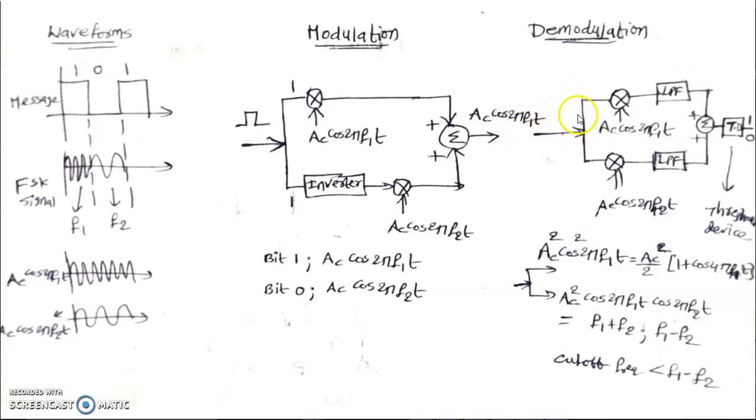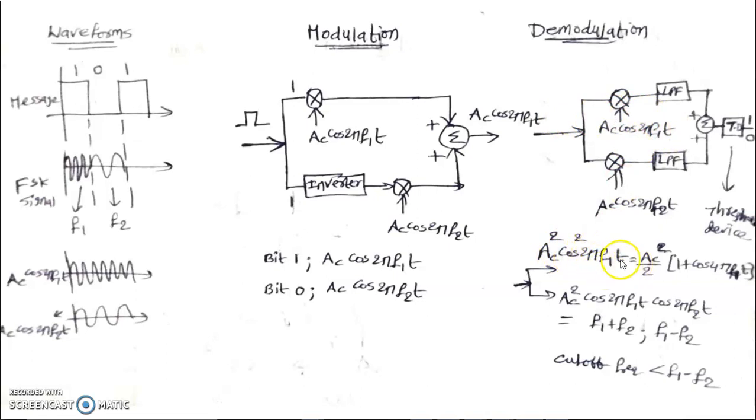Now from this AC cos 2 pi F1t, the receiver has to understand that this is the message for bit 1. So how can we demodulate this? This received AC cos 2 pi F1t is multiplied here with AC cos 2 pi F1t, and the same signal is multiplied with AC cos 2 pi F2t here. Now observe the first path: after receiving AC cos 2 pi F1t, we are multiplying with AC cos 2 pi F1t. So it is nothing but AC square cos square 2 pi F1t.